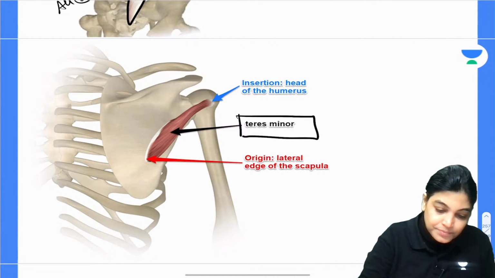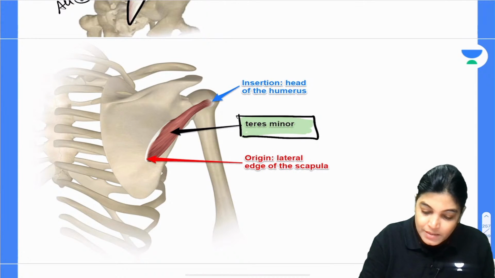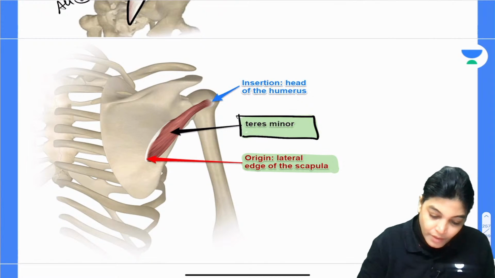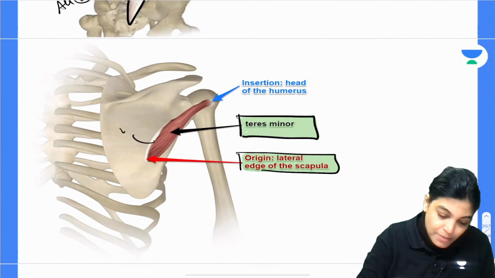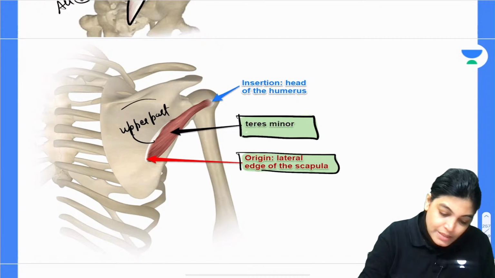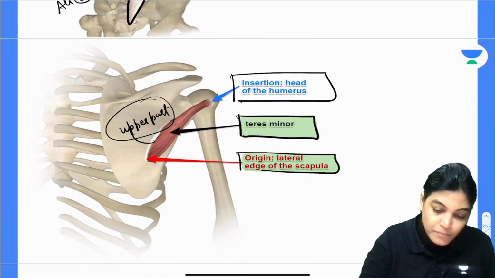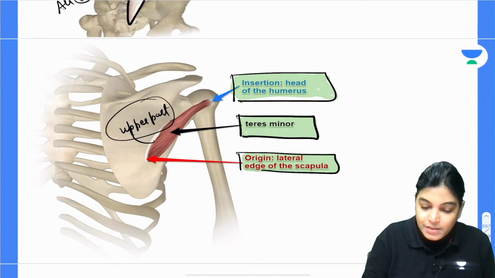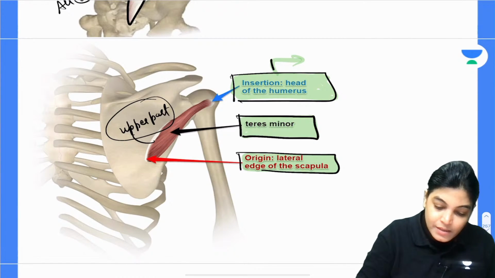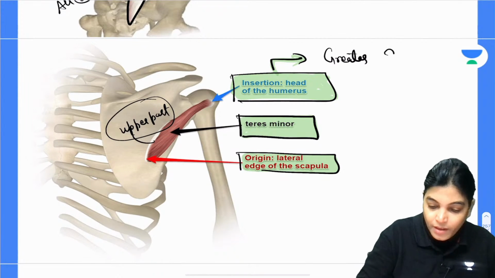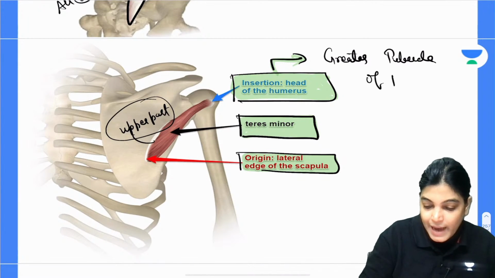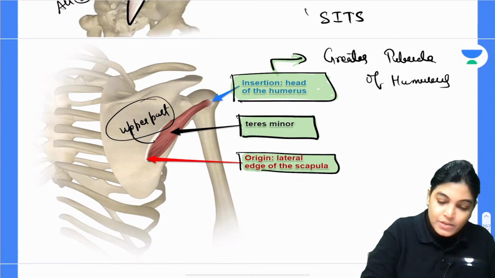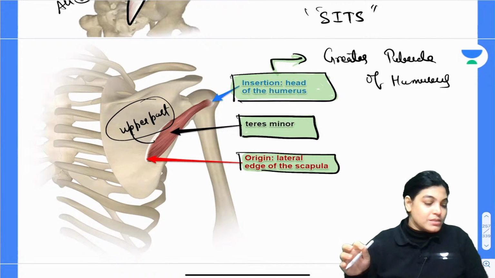See here, when we are talking about teres minor muscle, it originates from the upper part of the lateral border of the scapula and inserts onto the greater tubercle of humerus. Actually we have got SITS muscles. Here this is one of the muscles, or part of the rotator cuff.